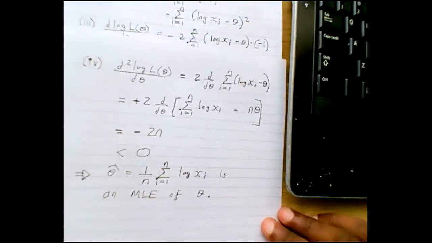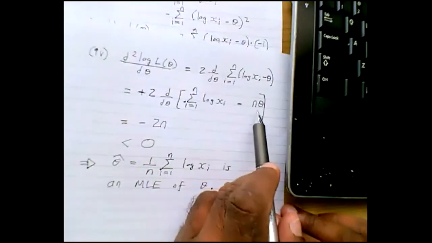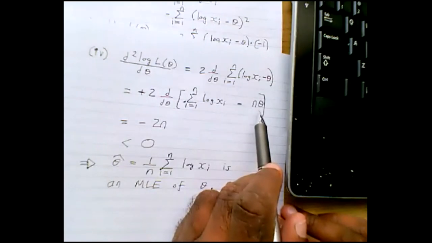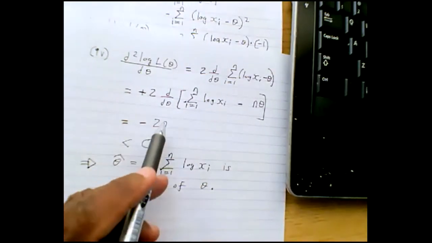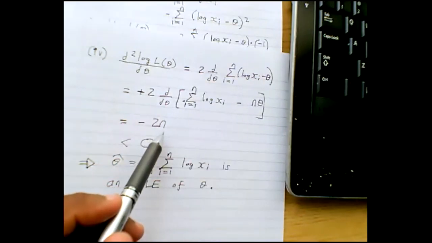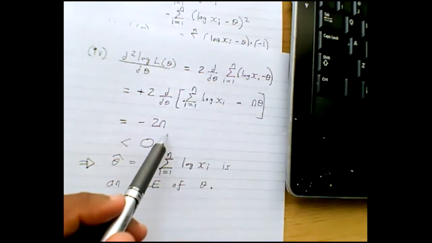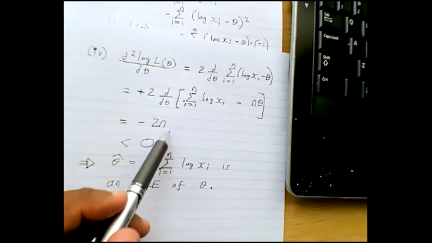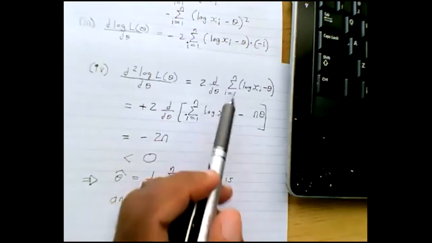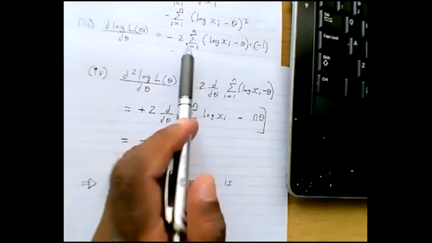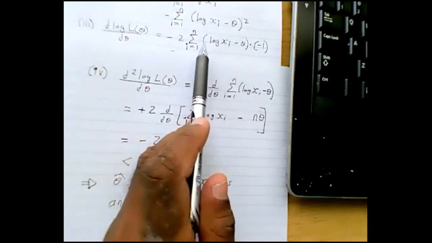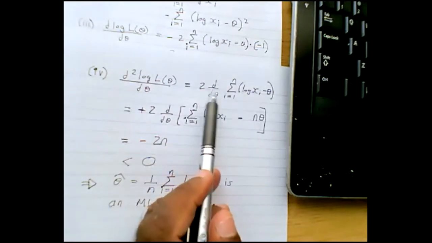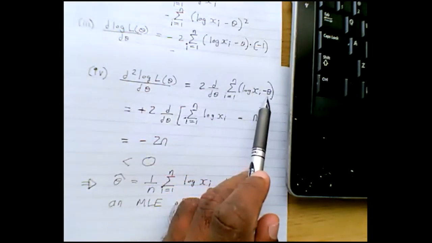It's minus 2n because the derivative of minus n theta with respect to theta is minus n, right? So you have 2 times minus n, which is minus 2n. Yeah. Can you explain step 4? Step 4 is all right. What I have done, guys, is to differentiate this with respect to theta. Now what you have here is 2 times the sum of log of xi minus theta.